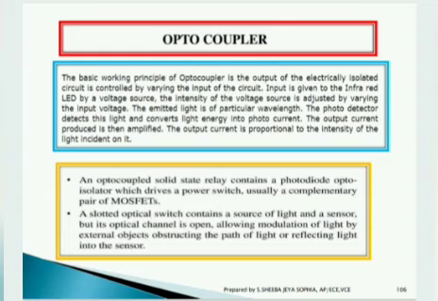An optocoupler solid state relay contains a photodiode opto-isolator which drives a power switch, usually a complementary pair of MOSFETs. A slotted optical switch contains a source of light and a sensor, but its optical channel is open, allowing modulation of light by external objects, obstructing the path of light or reflecting light into the sensor.